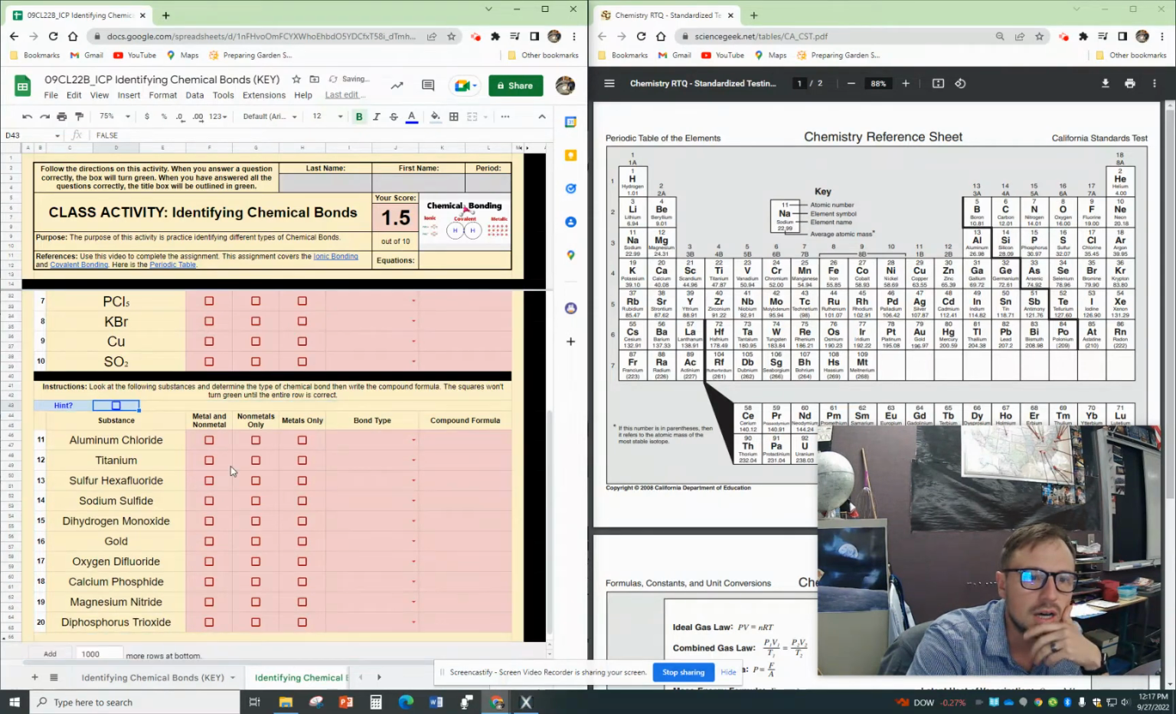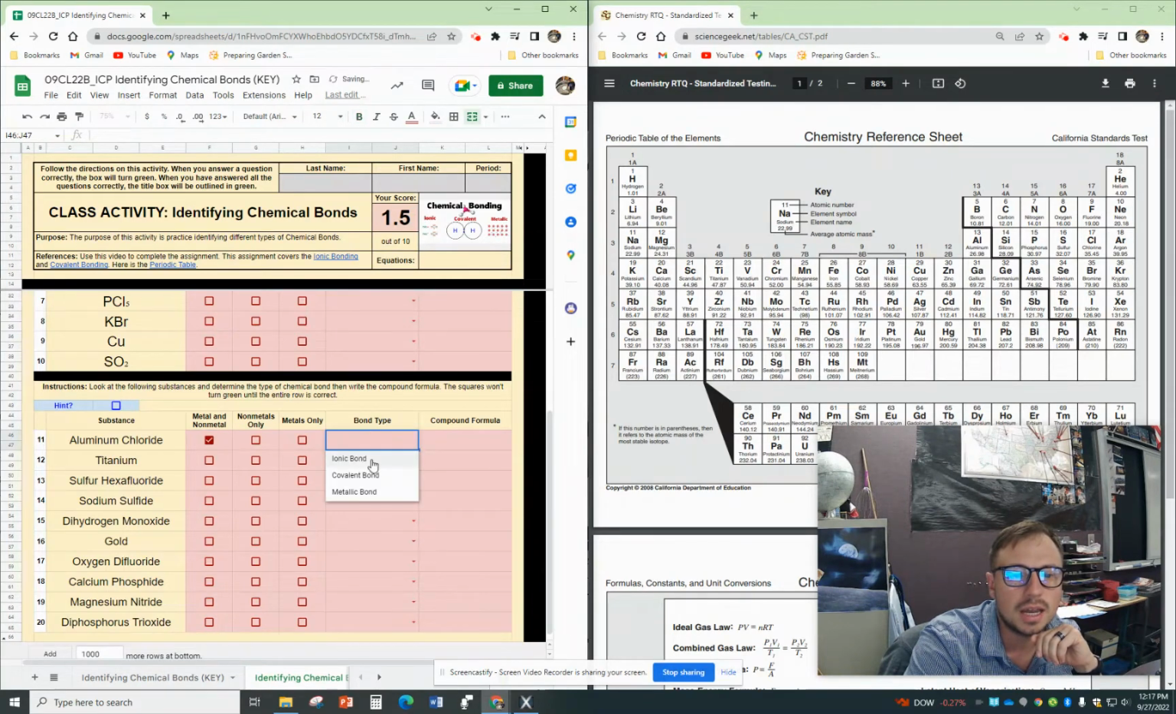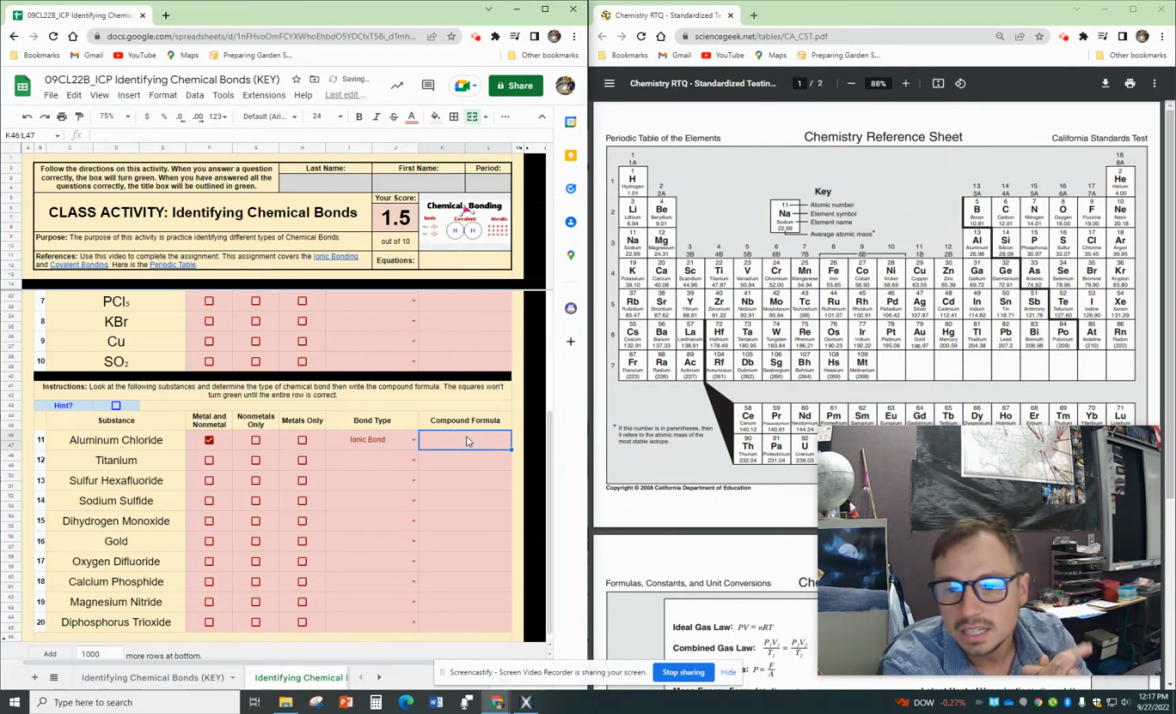Let's do aluminum chloride. So I look at aluminum. Aluminum's right here. It's a metal. Chlorine is a nonmetal. So it's a metal and a nonmetal, which means it's going to be ionic. So I need to figure out what each charge of these is to figure out how many, and I can use the crisscross method to figure that out. Aluminum is going to have a positive 3 charge, and chlorine is going to have a -1 charge.